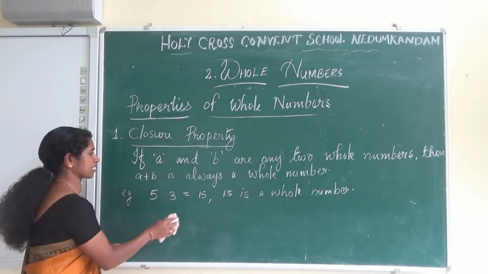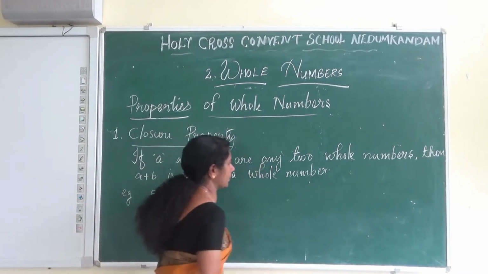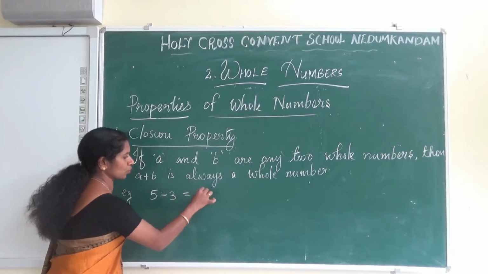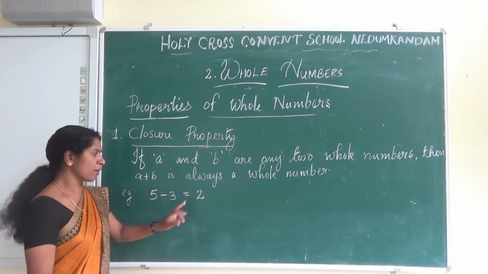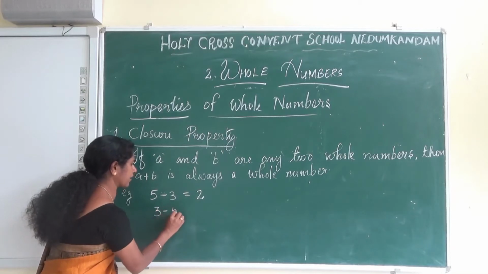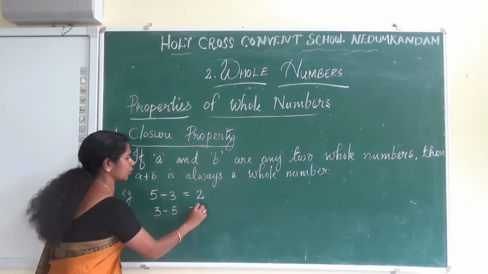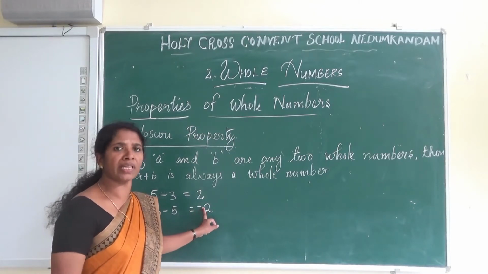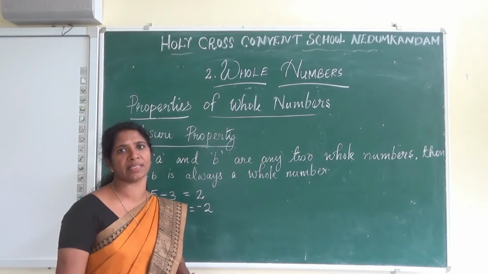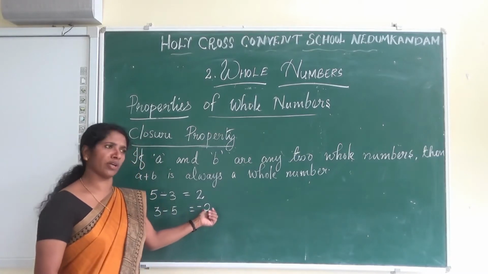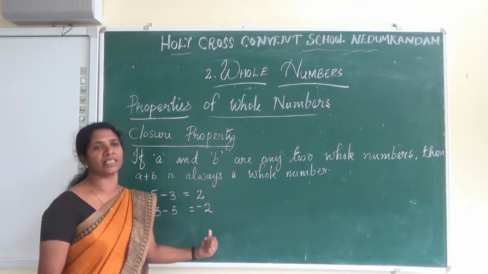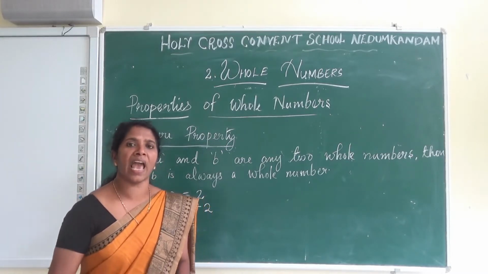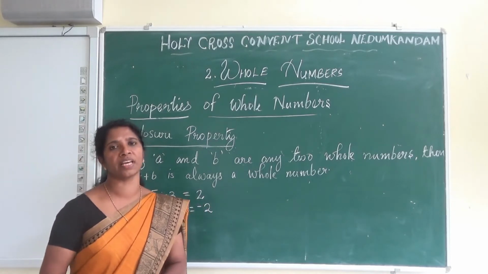In the case of subtraction, 5 minus 3 is equal to 2, and 2 is a whole number. But 3 minus 5 is equal to minus 2. Minus 2 is not a whole number; it is included in integers. So in the case of subtraction and division, the answer will not always be a whole number.